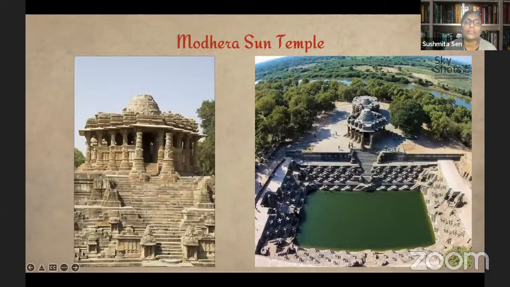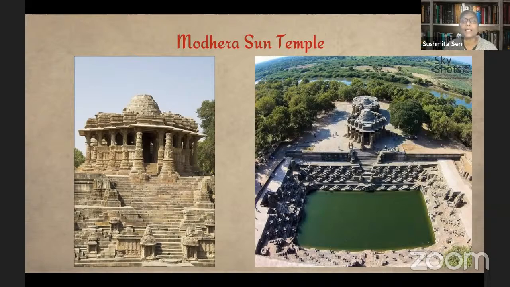So I'm starting with the Modera Sun Temple. It's one of its kind, in its beauty. It is considered a World Heritage Site. And Modera is situated in the Mehsana district. It is a Sun Temple located on the bank of the Pushpavati River. Modera was constructed under Bhimdev in the 11th century CE.